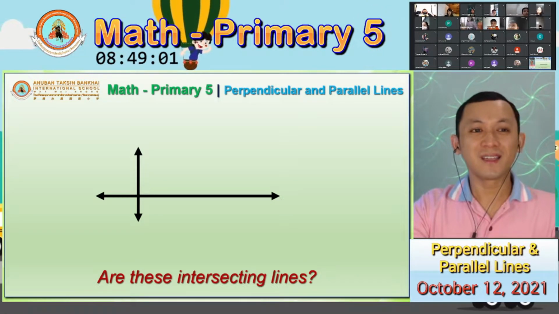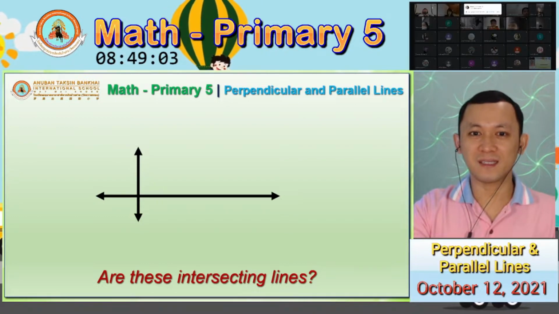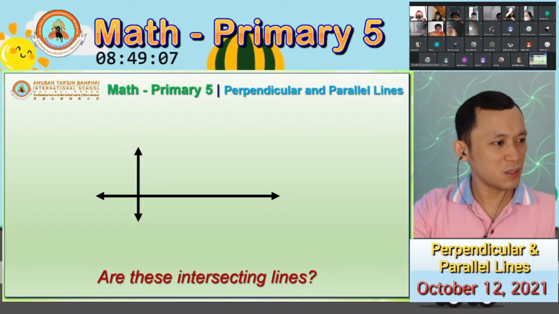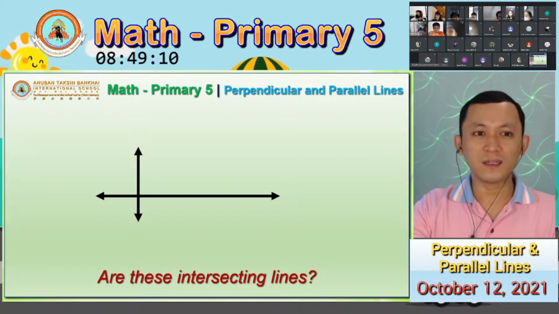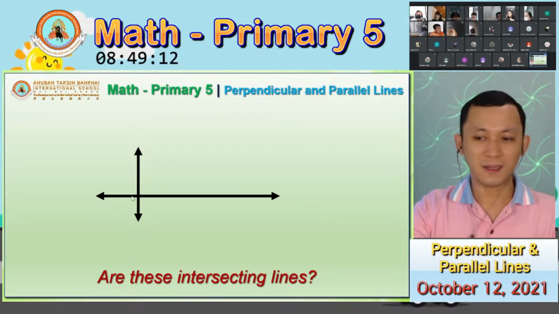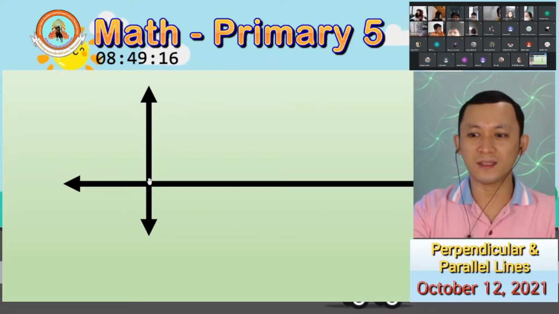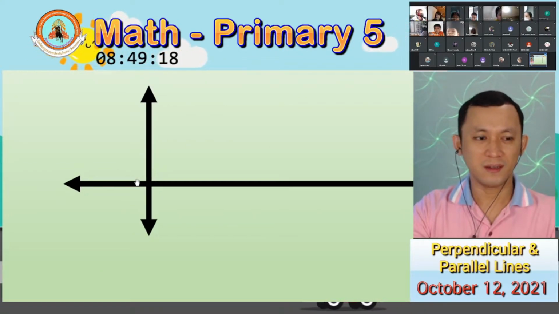Okay, anyway, so again, Rapipan says yes, teacher, it is an intersecting line. Okay, look carefully, intersecting where? Right here. So this is the point where they intersect to each other.